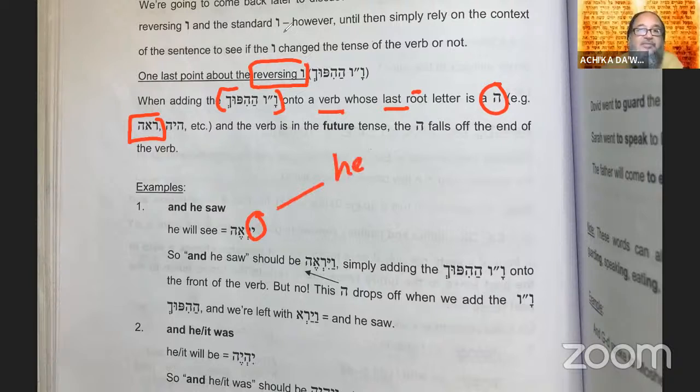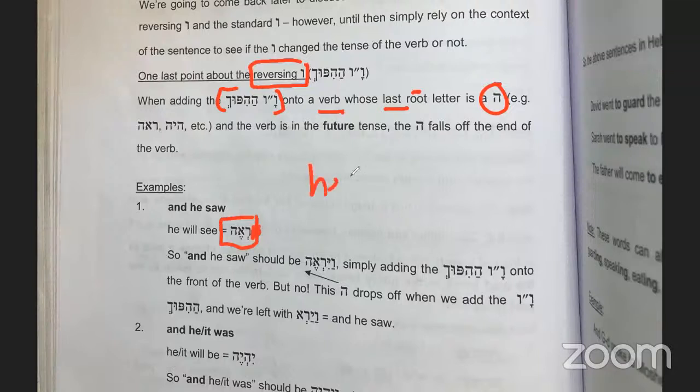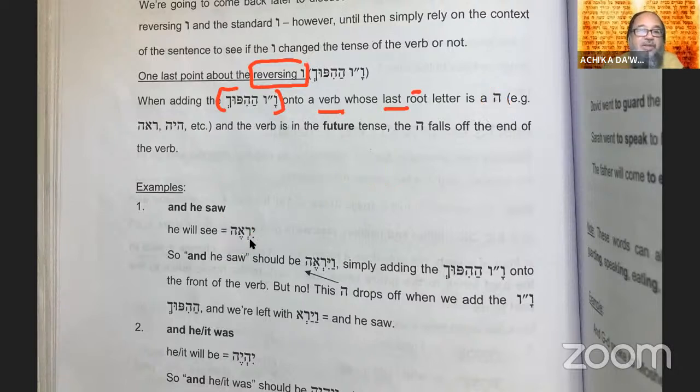If it didn't have that letter right there, what would it be? What would this mean? He saw. Yes, he saw. I add the yod to it. What am I saying? He will. So wrap your mind around the idea that when you add something to the front of a verb, any three letters, it means in the future, meaning it will. It will, he will, she will, it will, they will, we will.